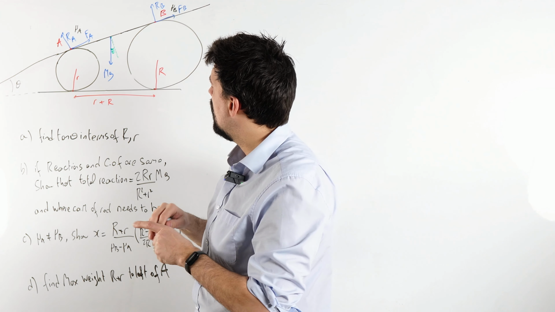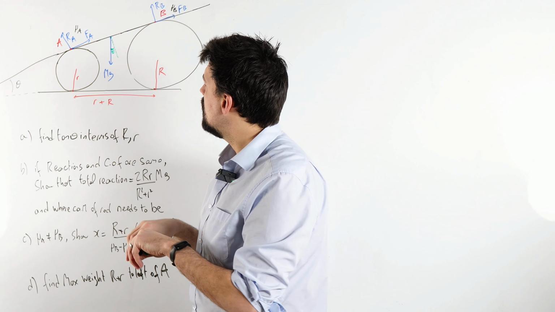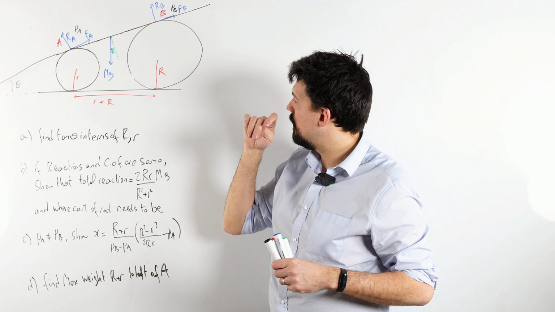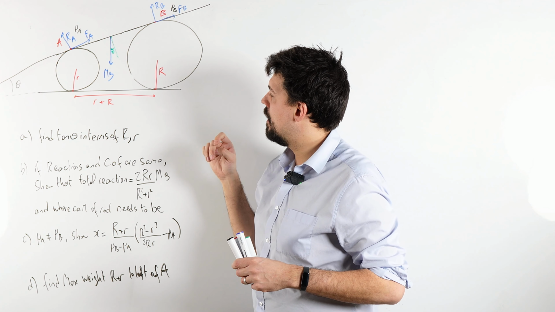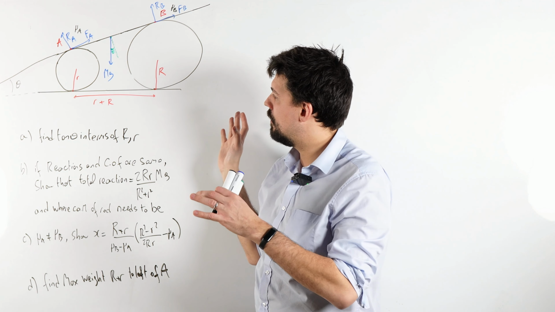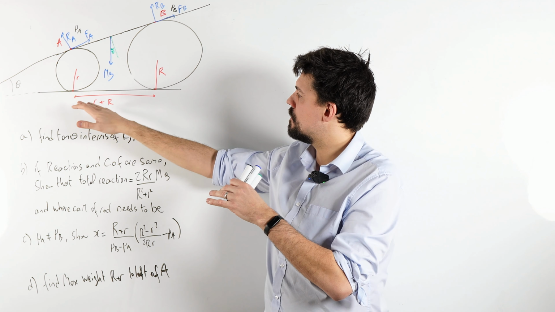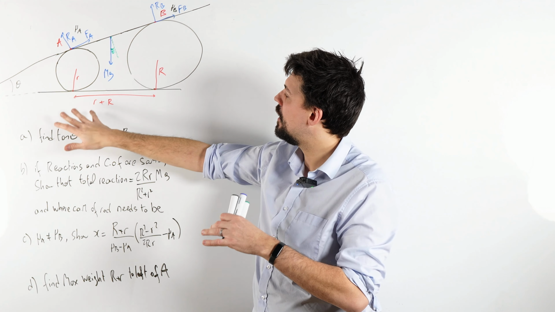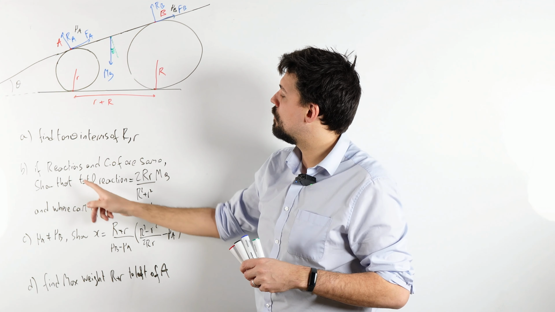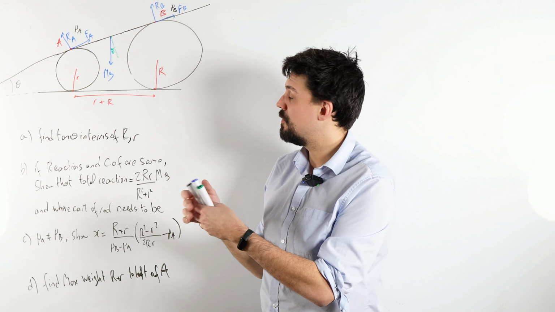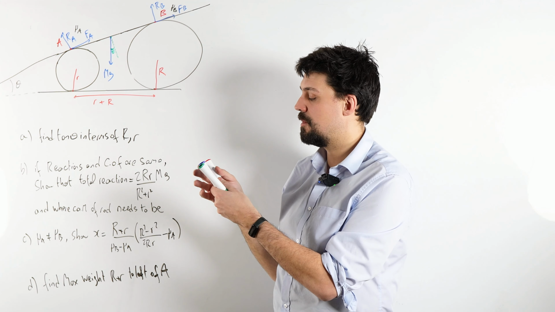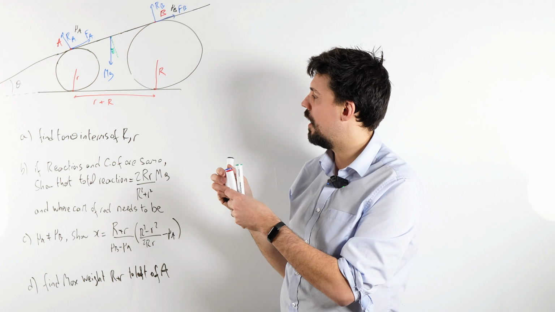Interestingly, though, I've redrawn this diagram a little bit better, but we'll see how that goes. All right. This is my best live drawing. Part A, we want to find the expression for tan theta in terms of capital R and little r.